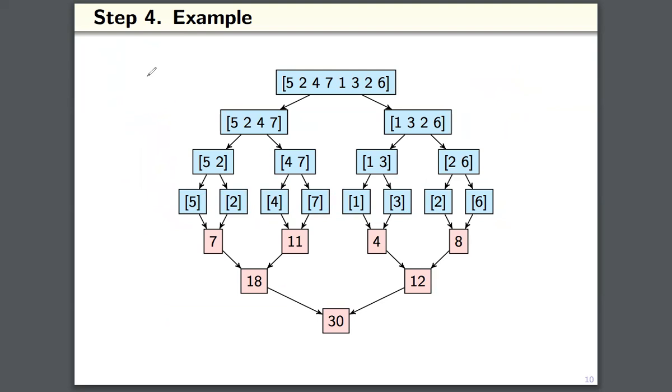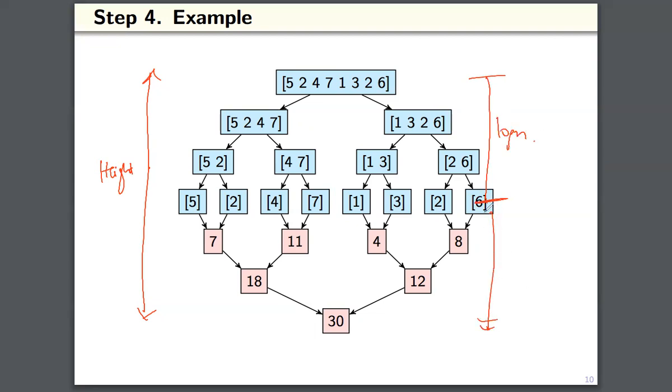What is the depth? Height. What is the height of this graph? This is really a DAG, right? A directed acyclic graph. So what is the height of this? It's log n here, 2 log n. So theta log n. Make sense?